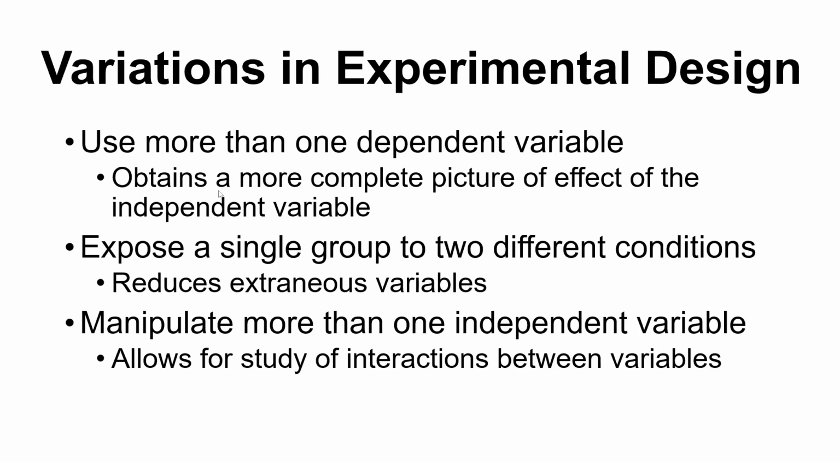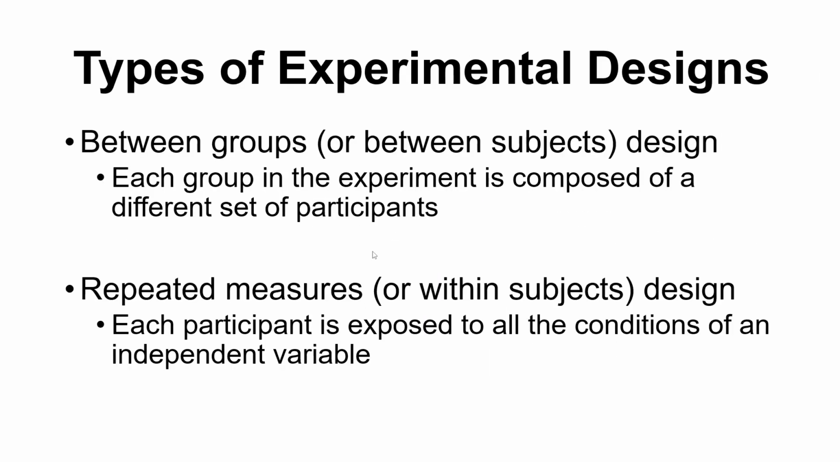So that's point one here. Our second point is to expose a single group to two or more different conditions. Basically, you would have a single group of individuals who would receive multiple types of treatments. And this is really neat because it helps us reduce the potential for those extraneous or confounding variables. So again, we can hop ahead to the slide for that. And this is where we look at the difference between what we can call between groups or between subject designs and repeated measures or within subjects designs.